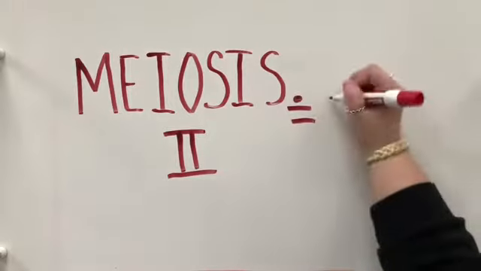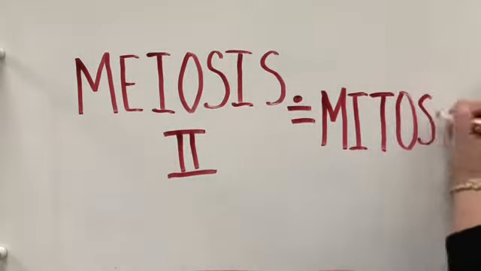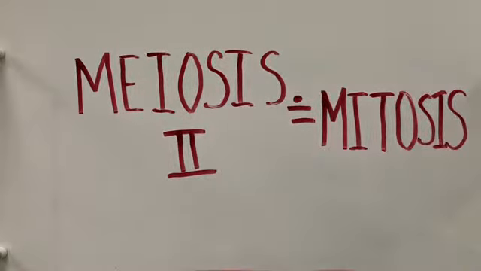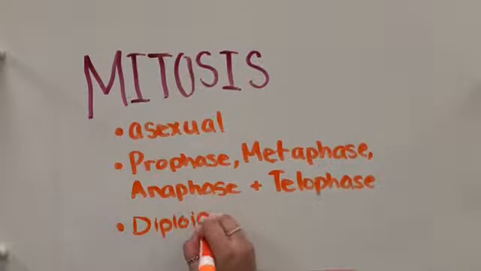In meiosis II, the process is very similar to mitosis, the asexual reproduction of a diploid cell. Prophase, metaphase, anaphase, and telophase also occur in mitosis.